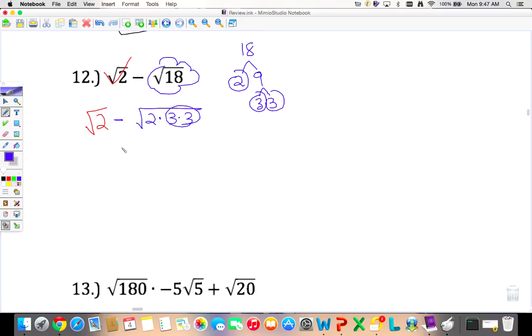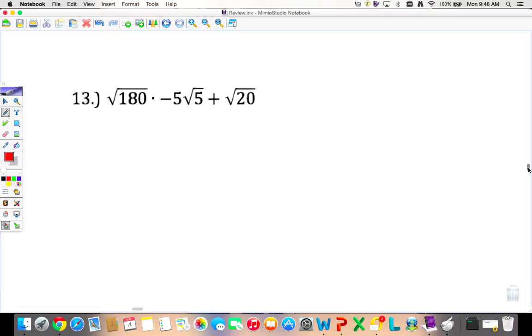18, two numbers that can go into that are 2 and 9. 3 and 3 go into 9. So my numbers are 2, 3, and 3. 2 times 3 times 3. Have a pair of 3's I can pull out. Cross that off, bring that 2 down. So square root of 2 minus 3 square roots of 2. Okay, the number's the same on the inside, so I can just combine like terms. 1 minus 3, because remember you have an invisible 1 right here. 1 minus 3 is a negative 2, square roots of 2. And that's your final answer.